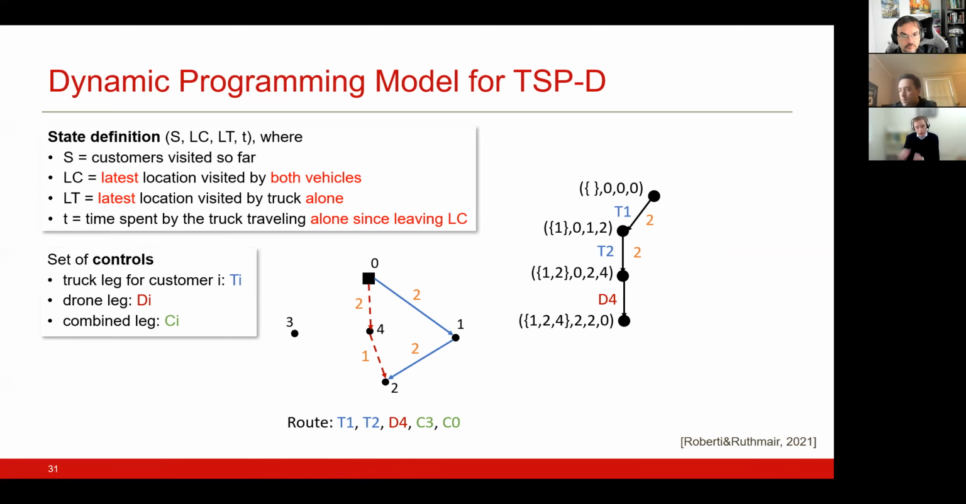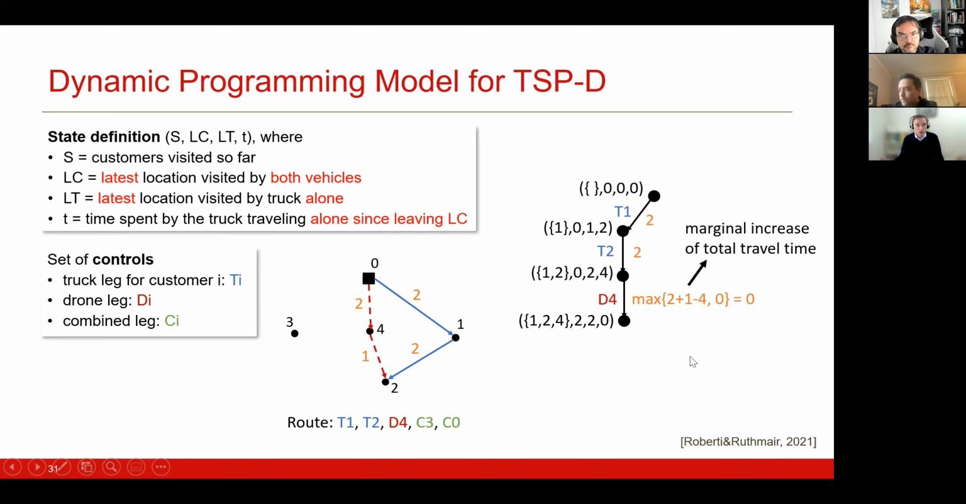But what is the weight for this transition? What is the duration for this transition? What does the drone contribute to the route length? Well, that's the marginal increase of the duration. And in this case, the drone took 3 time units and the truck time that we kept track of was 4.